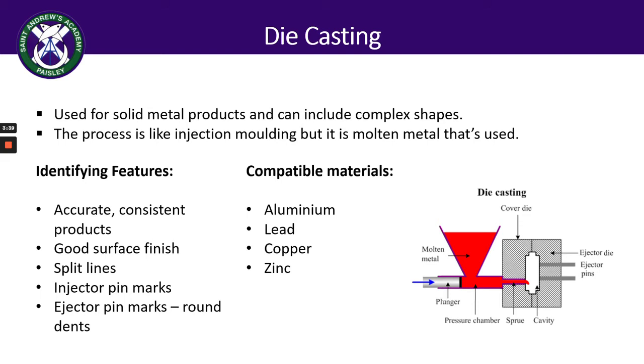So remember, die casting can be used as part of a mass manufacture production line, and it's used where there's a high demand for the product, producing this very accurate and consistent finish.